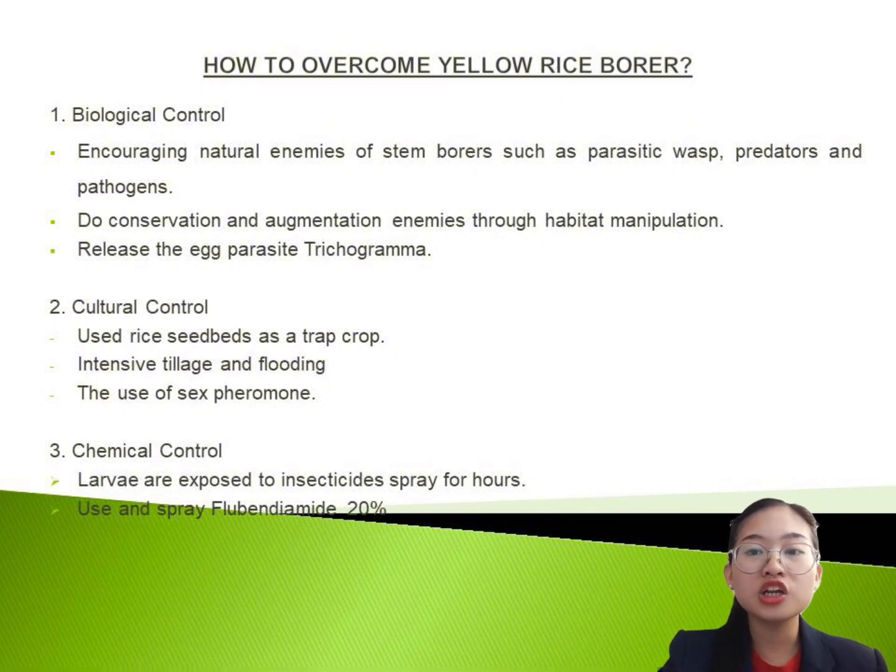If pest populations exceed economic thresholds and other control methods are insufficient, judicious use of insecticide can be considered. However, it is important to use selective insecticides that have minimal impact on beneficial organisms and follow recommended application guidelines.